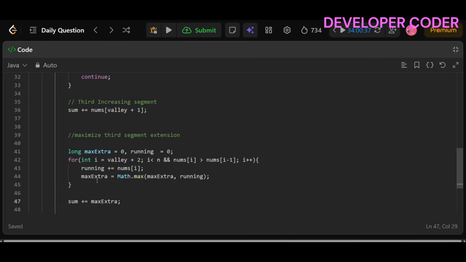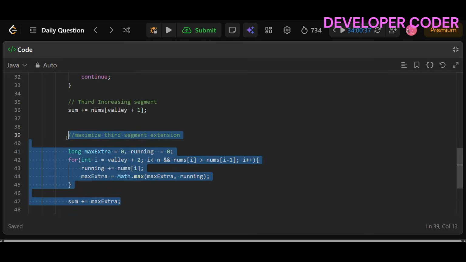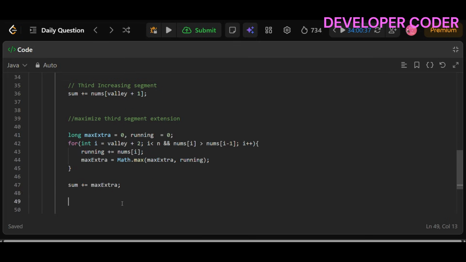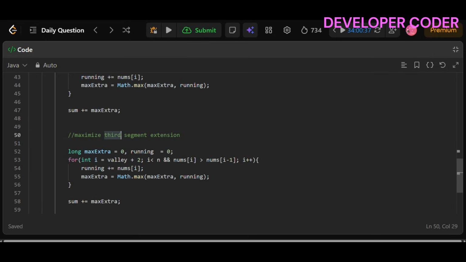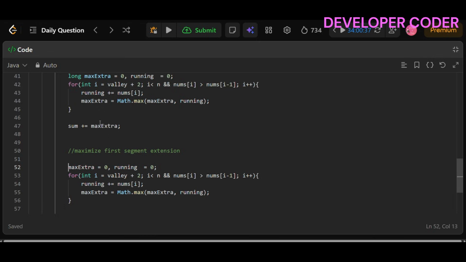So this is the logic I'm going to use. Running sum I'm calculating, and in max extra I will always store the max of max extra or running value, whatever we are going to get, and that value I'm going to add to the sum. That's it. So this is maximize third segment extension. Now the same thing we have to do for the first segment extension. So here I will say maximize first segment extension. Again we have already assigned the values, right?